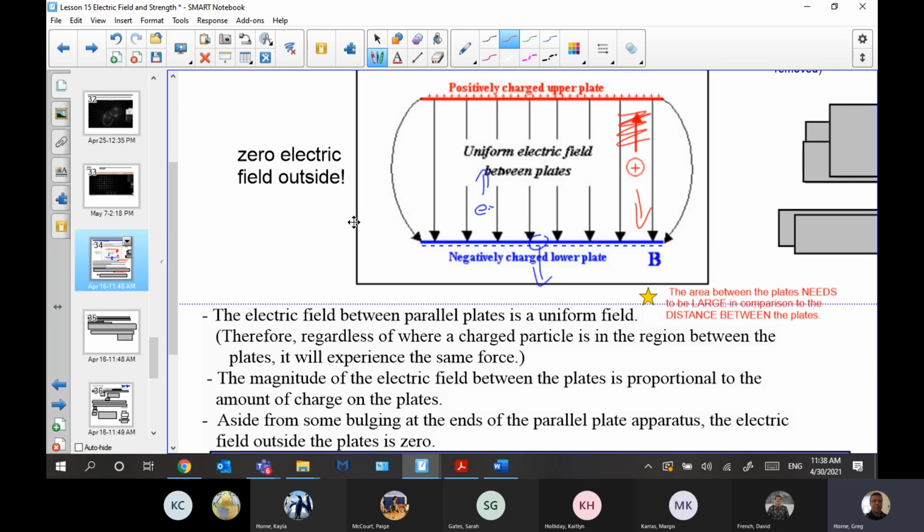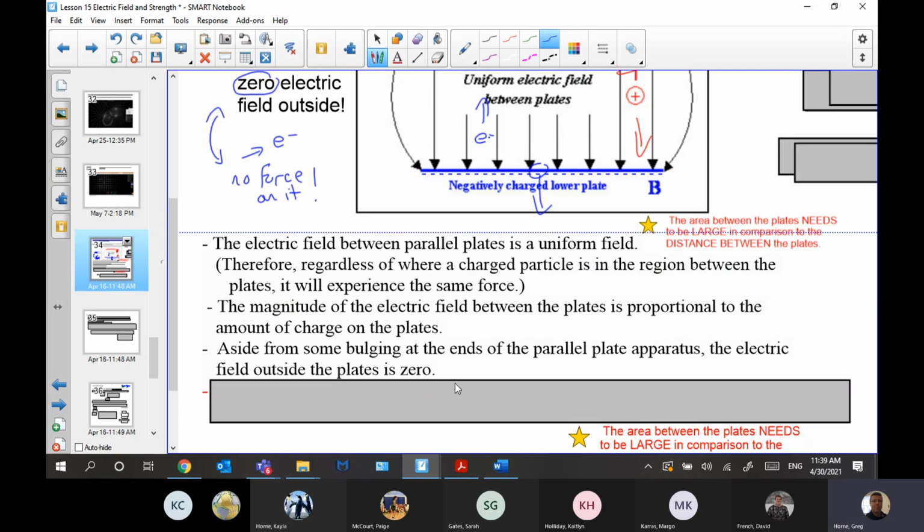Anyways, outside here, this relates to the definition of a field. If I put a charge here, it experiences a force. If I put the charge out there, does it experience a force? The answer is no. So zero electric field, no force. That goes along with what a field is: you know there's a field if there's a force on an appropriate object. That's a quick little review.